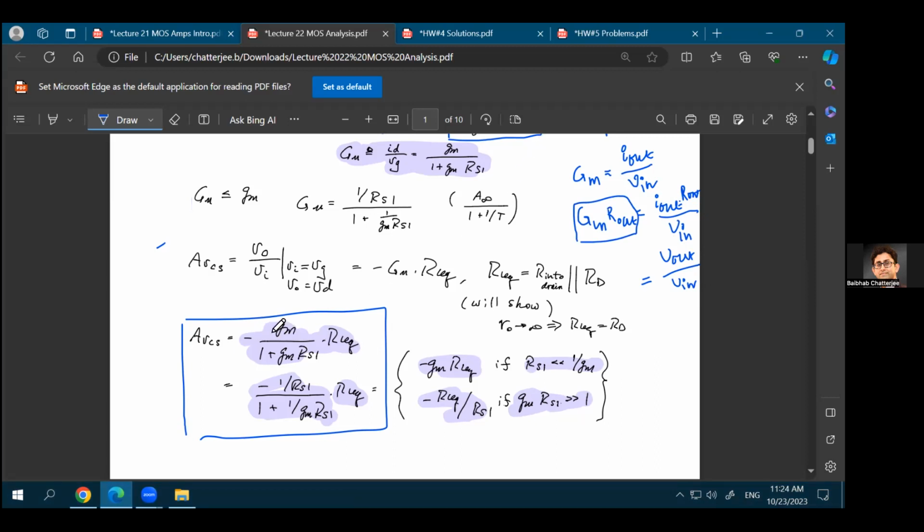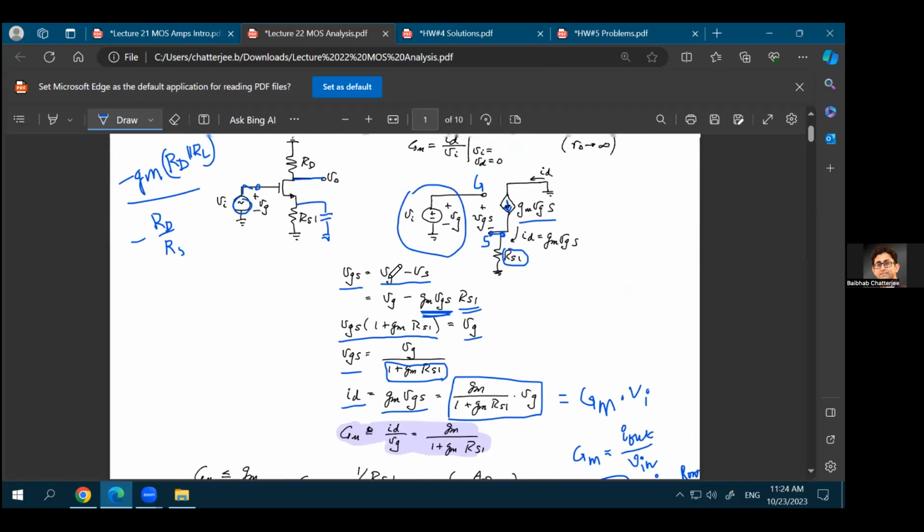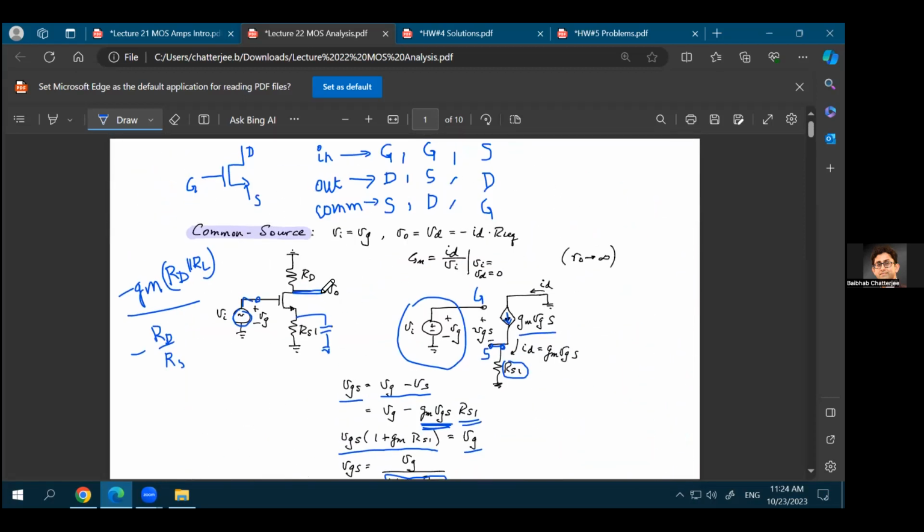So now you already have found out what would be your transconductance of the entire system, that is minus Gm divided by 1 plus GmRS1. And what is your R out? R out is the equivalent resistance that you see at the output side. What is that equivalent resistance? That is RL equivalent.